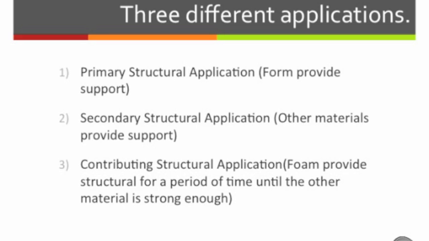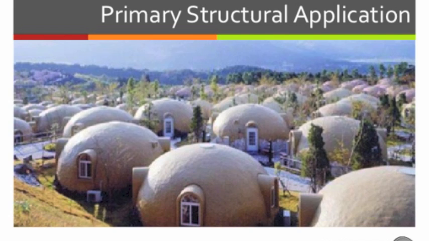In primary structural application, the foam plastics constitute the building elements for the overall stability of a structure. Foam is only used as double curved shell under this application. Double curved shells are highly resistant to collapse because of their double curvature. The dome houses in the picture are buildings in Japan, and they are examples of the double curved shell.